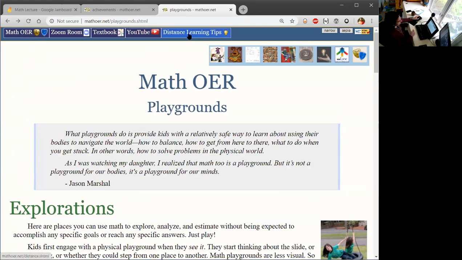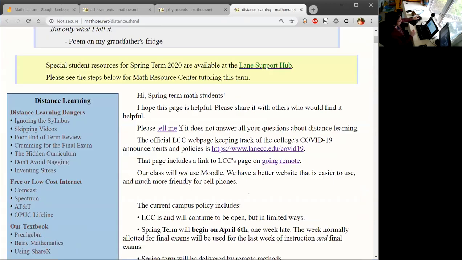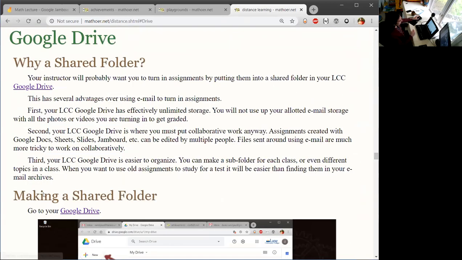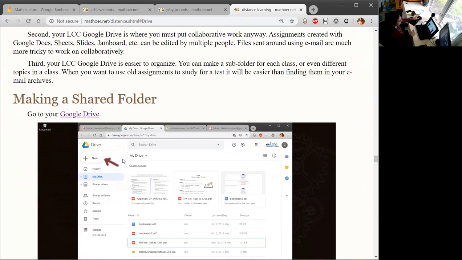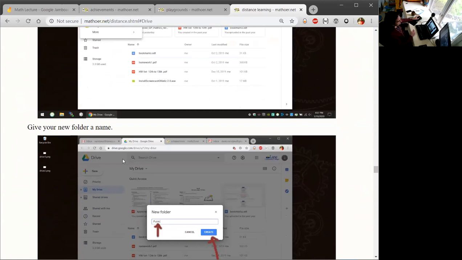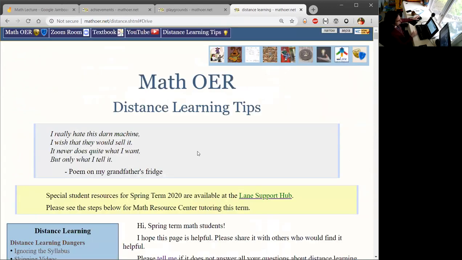So in the distance learning tips page, scrolling down a little bit, then there's Google Drive and instructions here about making a shared folder. So look at that. You don't need it yet. I don't want to really confuse people yet with it, but that's there.